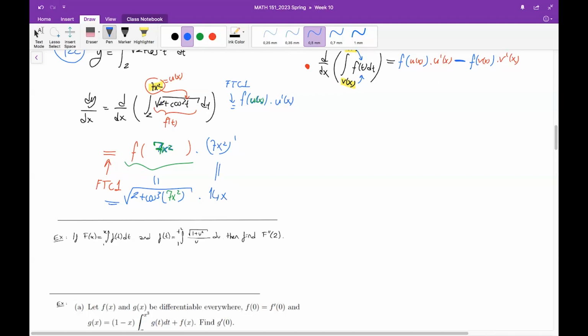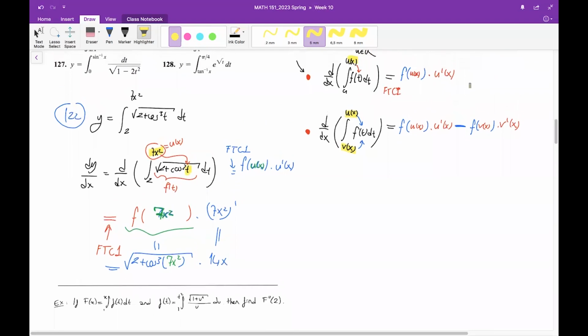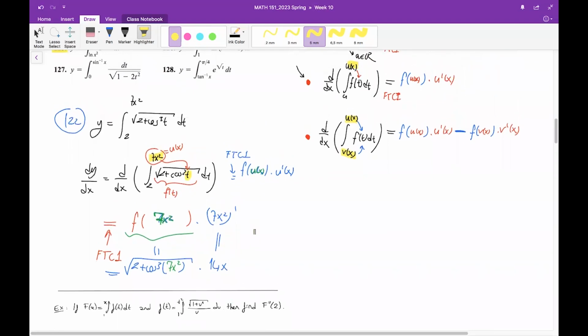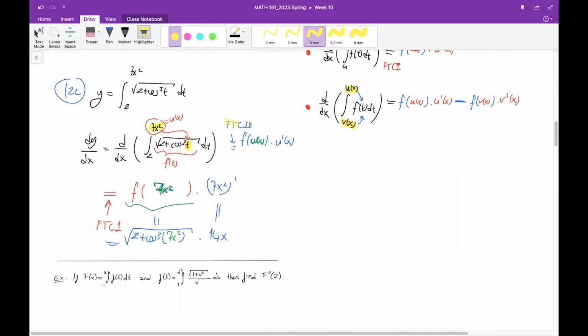So the f function, which is given as the square root function here, is evaluated at this upper bound. So that's why instead of t, I will insert 7x squared, and then this thing should be multiplied with the derivative of the u function. So this is how you should apply fundamental theorem of calculus part 1. This is a very quick way of finding the result, and you can apply this for this type of questions where you have an integral and you are trying to take the derivative of it, okay? Then you can apply FTC part 1 like that. Any questions?